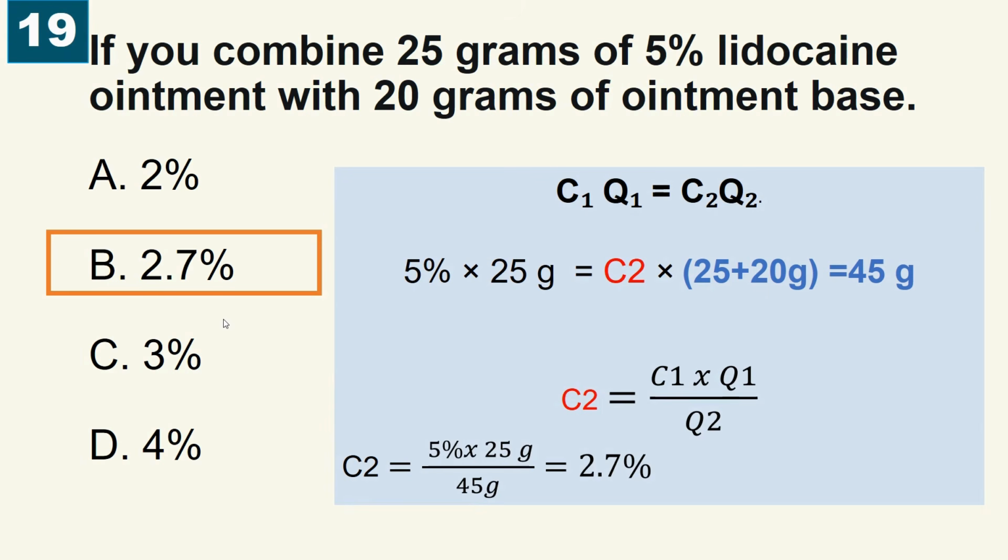Because what are you adding to this? You're adding base. Because of that, it becomes a lower percentage. The ointment base has no medication in it, no lidocaine, just a pure base. So as a result, 5% is diluted to 2.7%.